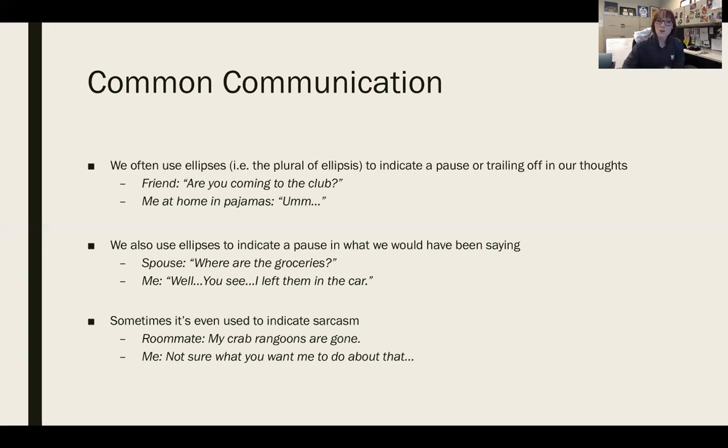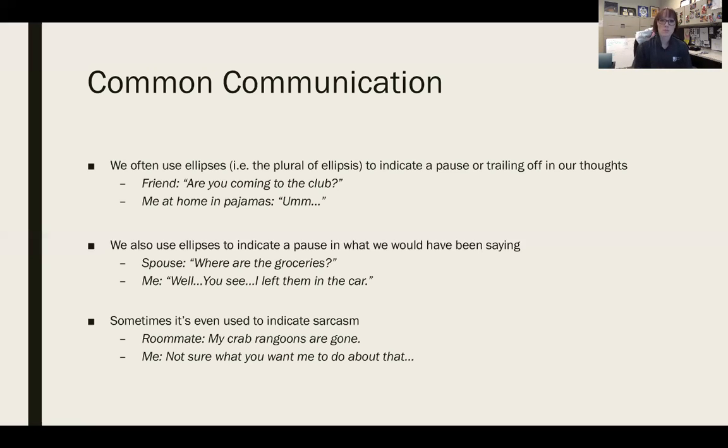And you at home in pajamas would be saying, dot, dot, dot. So that's one way, we often use it to indicate that we're saying something and then we're just not going to finish saying what we might say. We also often use ellipses to indicate a pause in what we would have been saying. So if we're typing something in a text or in any sort of virtual communication, we may type an ellipsis to indicate a pause that would have existed if we had said the thing out loud.